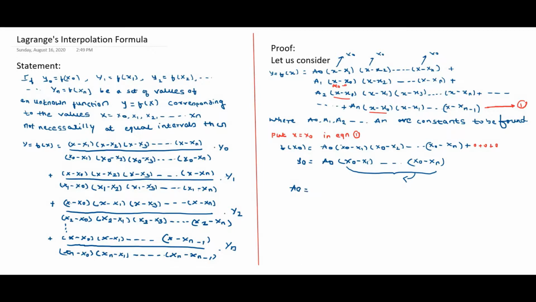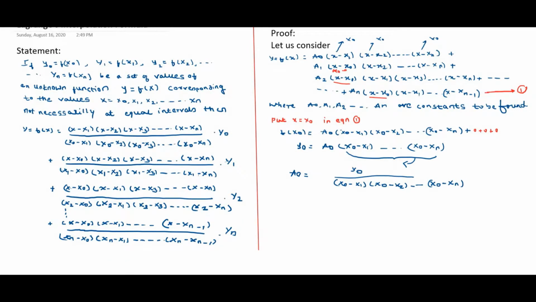This is equal to, if you transpose to the right hand side, y0 divided by x0 minus x1, x0 minus x2, and so on up to x0 minus xn. So this is the value of a0.